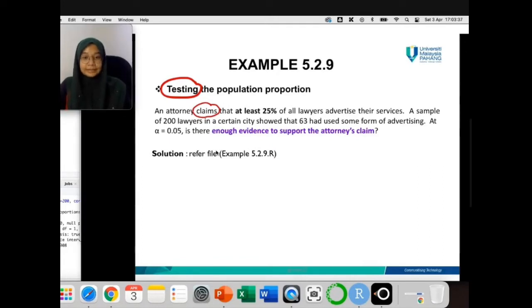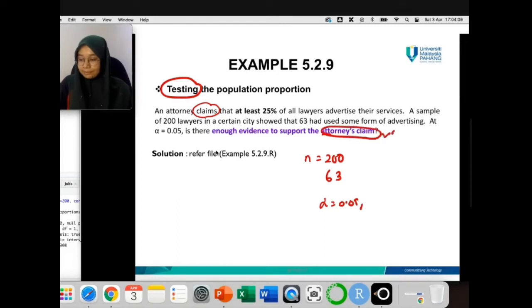Okay, an attorney claims that at least 25% of all lawyers advertise their service. So dia claim katakan sekurang-kurangnya 25% lawyer ni advertise their service. A sample, then dia ambil sample of 200 lawyers in a certain city showed that 63 use some form of advertising. At alpha 0.05, is there enough evidence to support the attorney's claim? So what will be your H null and H1?